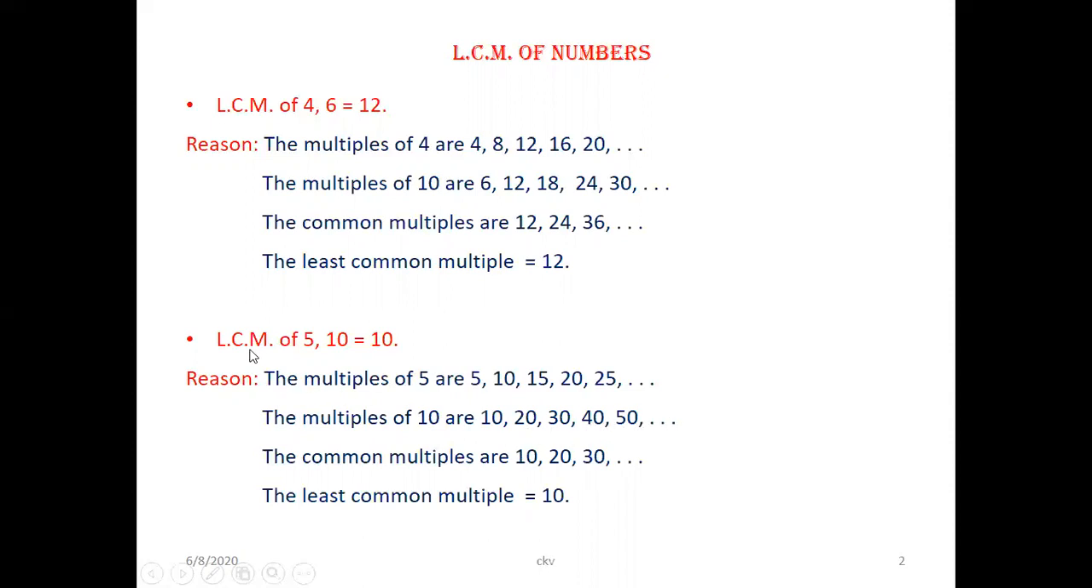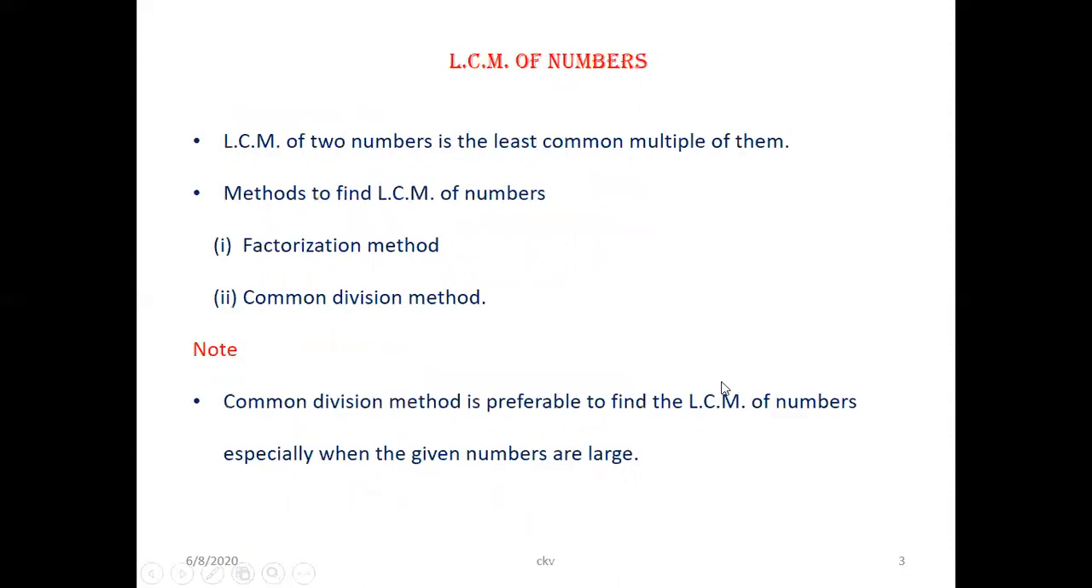What you need is common multiples. The common multiples are 10, 20, 30, like that. Of these common multiples you must identify the least one. So the least common multiple is 10. Therefore for 5 and 10 the least common multiple is 10. This method is again tedious and time consuming. So we follow certain methods to find out LCM of numbers, especially when the numbers are big.